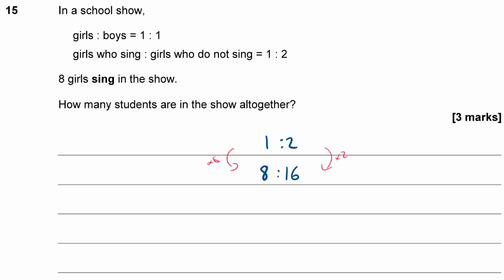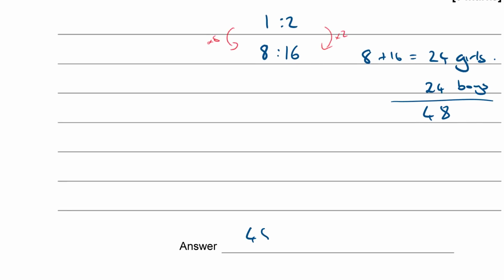So how many girls is that altogether? 8 plus 16, it gives me 24 girls. Okay. Now the ratio of girls to boys was 1:1, so that must be that there's also 24 boys. So then the total in the show is going to be the number of girls plus the number of boys, which is going to be 48. So there are 48 students in this show.